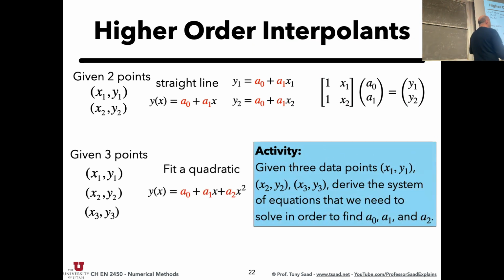So given 3 points, I want you to derive the system of equations that we need in order to solve for a0, a1, and a2. Those are the unknowns. We don't know what they are, right? But you have data about x and y. And you remember that any interpolating function, by definition, must pass through each and every point of the input data. So use that fact to your advantage to derive the system of equations that we need to solve to find a0, a1, and a2. Okay?